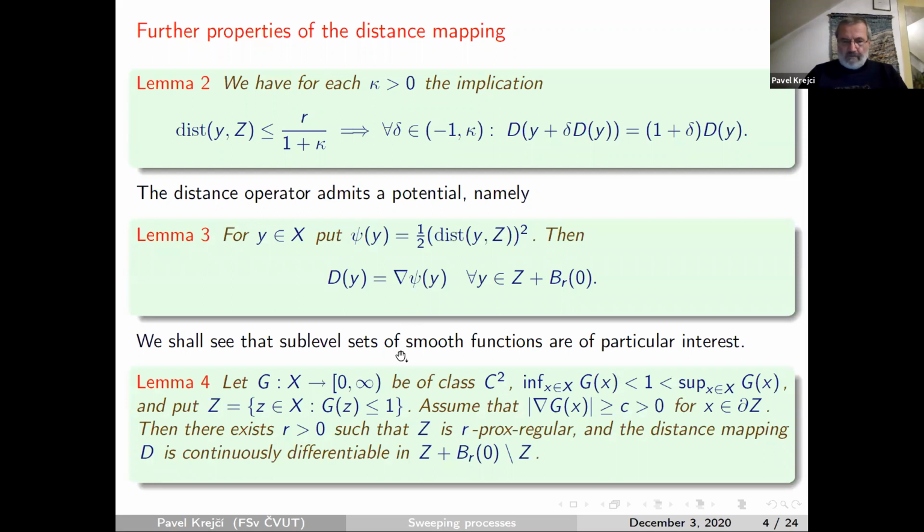And I will also mention the case of sublevel sets, which I define as follows. If I define Z to be the set of those elements of the Hilbert space X where a function g of z is less or equal than 1. So in convex analysis, this would be the gauge, but I don't assume any convexity. I only assume that the gradient of g is bounded away from 0 on the boundary of Z. And then it is possible to prove that the set Z is R Prox regular, where R depends on the properties of Z, which I will mention in a moment.